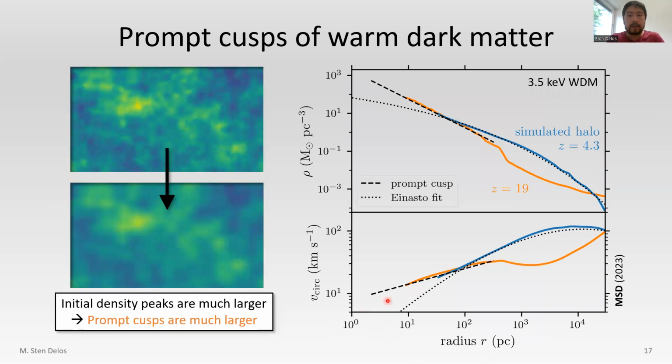However, the initial peaks in this smoothed density field are much larger than those in the original density field, and that means the prompt cusps are going to be larger. So here is a plot of a simulated halo in a warm dark matter scenario, 3.5 keV. I'm showing the halo density profile at redshift 20 and redshift 4. And the dashed line here is the predicted prompt cusp, which, by the way, matches the one in the simulation quite well. And this dotted line is an Einasto fit. So this is the fit of the universal density profile.